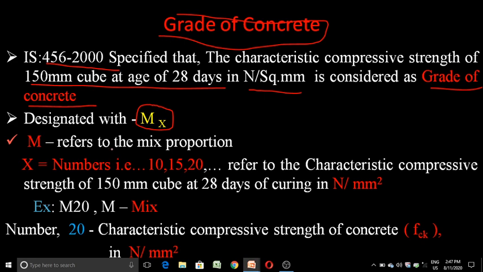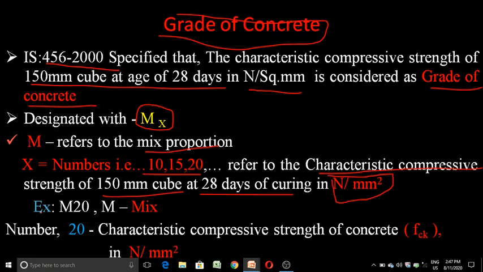Here M refers to mix proportion and X is a number that starts from 5, 7.5, 10, 15, 20 and so on. What do these numbers refer to? These are the characteristic compressive strength of a 150 mm cube at 28 days curing. It will be measured in Newton per mm square.